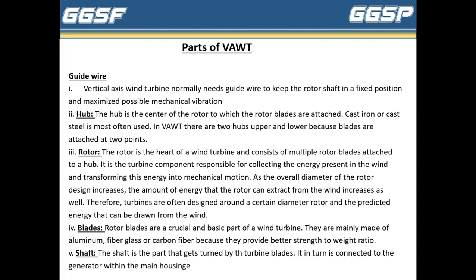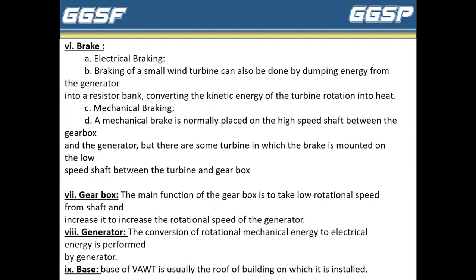Fourth, blades. Rotor blades are a crucial and basic part of the wind turbine. These are mainly made of aluminum, fiberglass and carbon. Fifth, shaft. The shaft is a part that gets turned by the turbine blades. It in turn is connected to the generator within the main housing. Brakes, that is electrical braking.